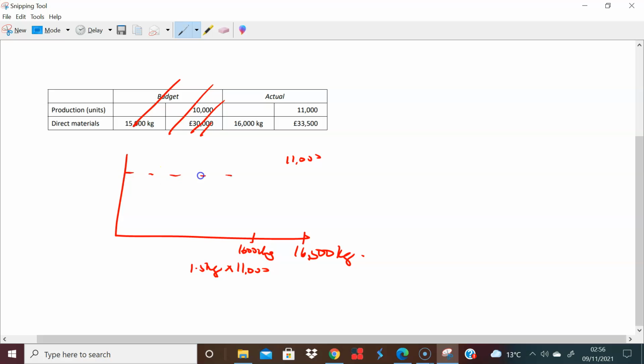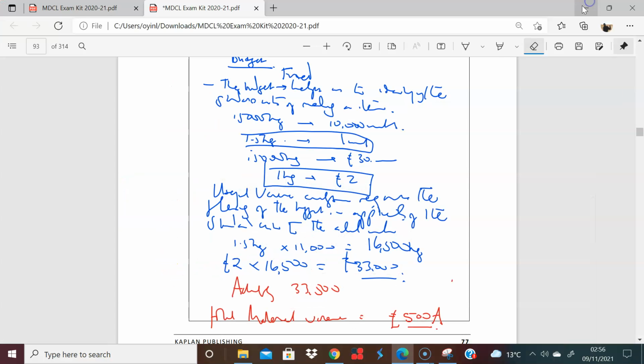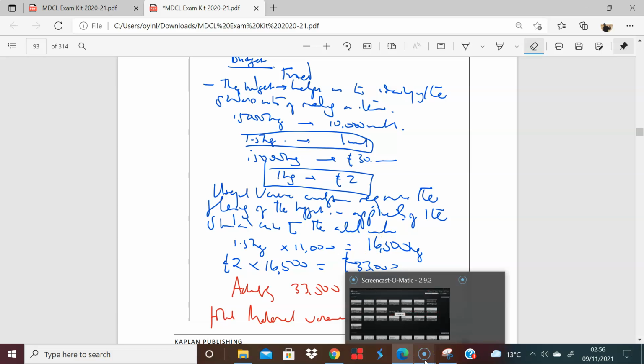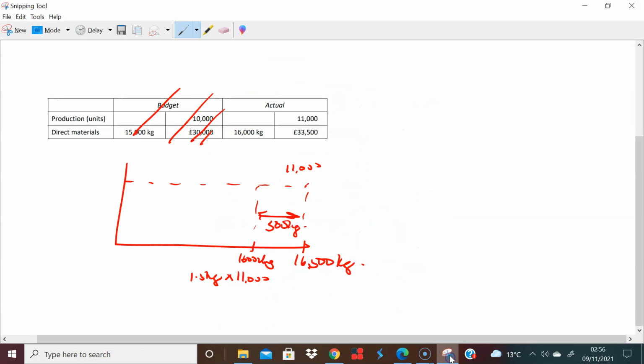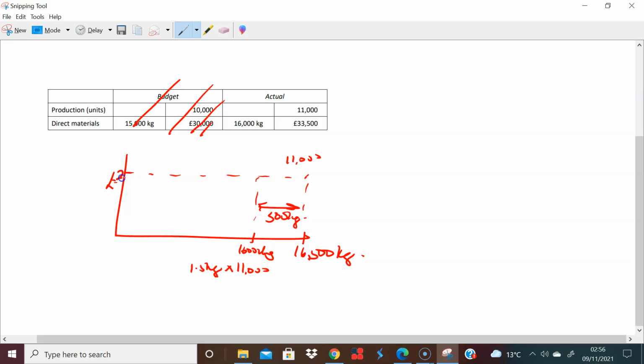So there you have an efficiency variance of 500 kilograms at your standard price per kilogram, because you've calculated that over there. Each kilogram should cost £2. And so your usage variance is £2 times 500 kilograms, favorable of course. So you have £1,000 favorable. Let's look at your price variance.